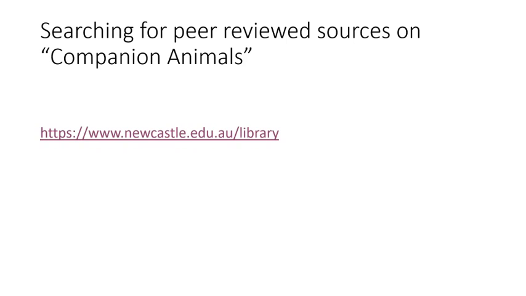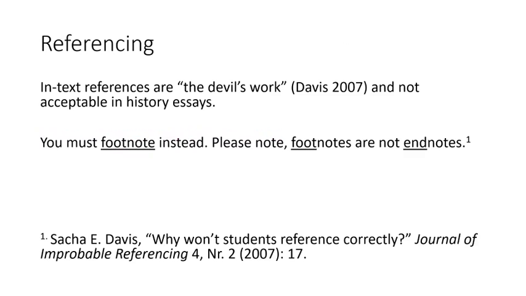Also, referencing must take the correct form. History is a discipline that uses footnotes, not in-text references. So in-text references are where you have open bracket, surname of author, date of publication, sometimes a page number, and then close bracket. And we refer to these as the devil's work, and we do not use them. You will be marked down if you use in-text referencing in your history essays.